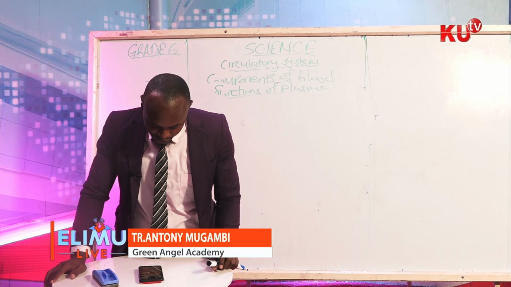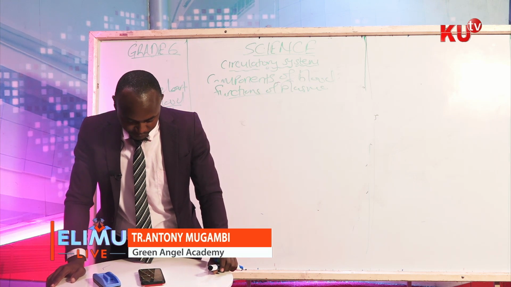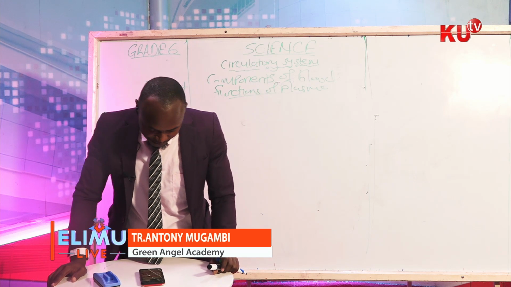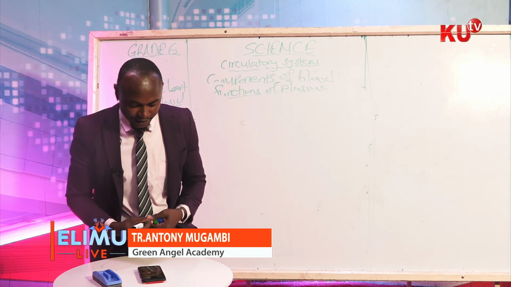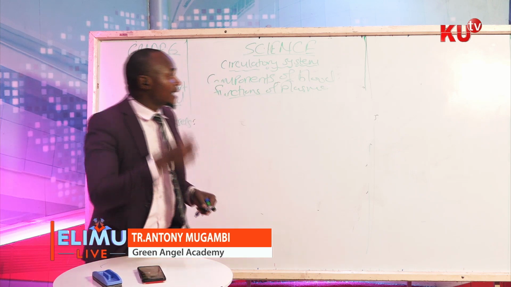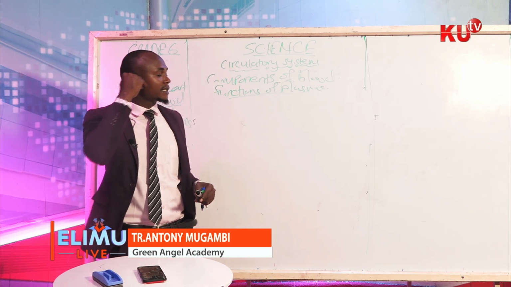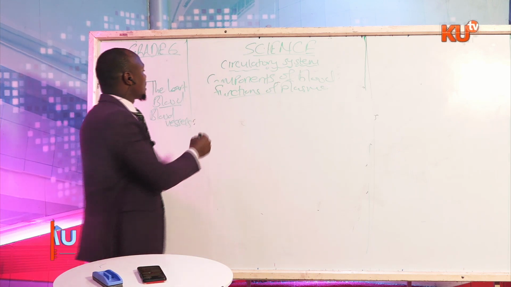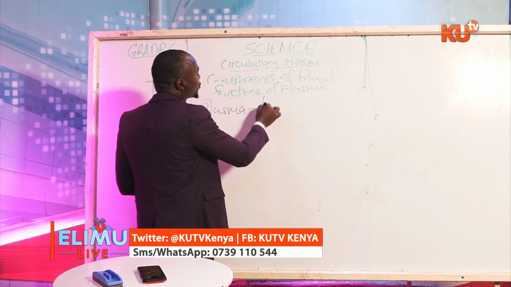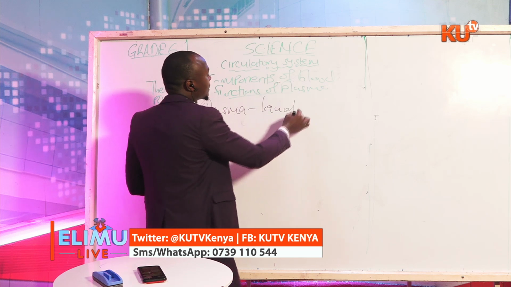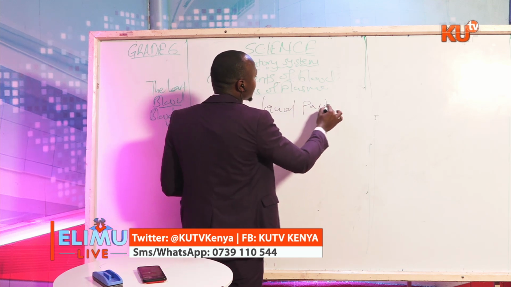Somebody asked a question here. How is being a liquid part of the blood a function rather than the description? Learners, we said that plasma is the liquid part of the blood. The liquid part of the blood.